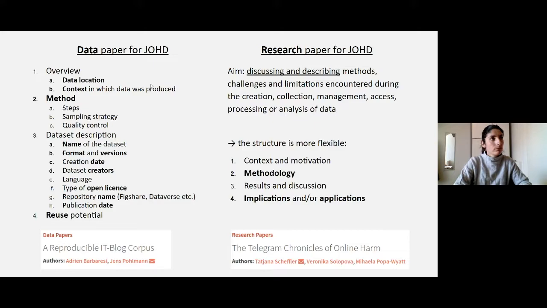The research paper for the Journal of Open Humanities Data is meant to be a discussion of, besides the description of the dataset, also a discussion of the methods used and maybe the challenges or limitations in the creation of the dataset, and that implies difficulties in the collection of data, management, access, analysis of the data. So the structure is more flexible because it has to adapt to different topics, different challenges. So we have four sections: context and motivation, methodology, results obtained on the dataset and discussion of results, and then implications or applications of the data. And then the four sections can be structured more freely with respect to the data paper.